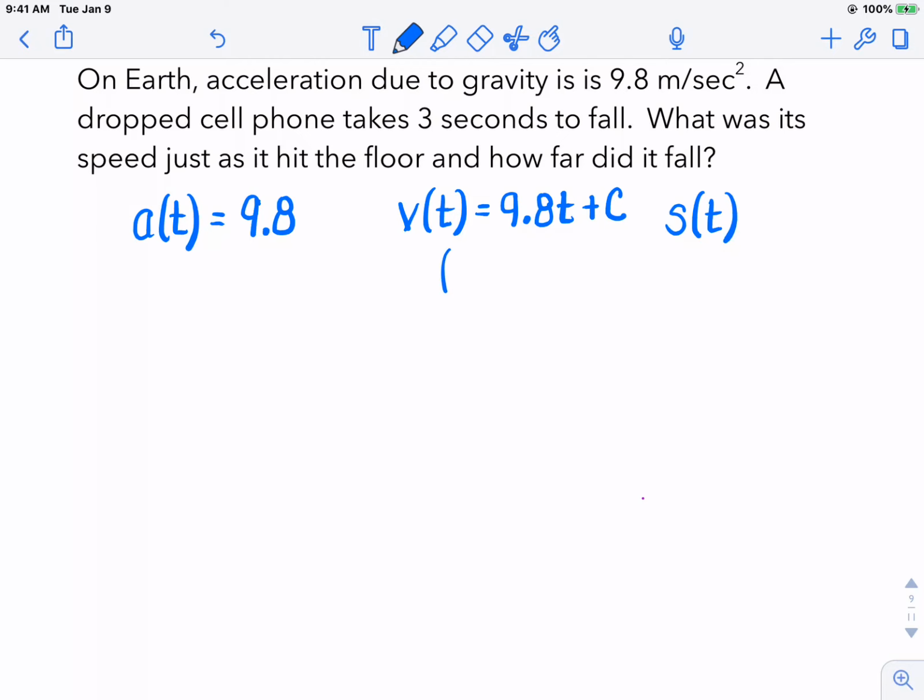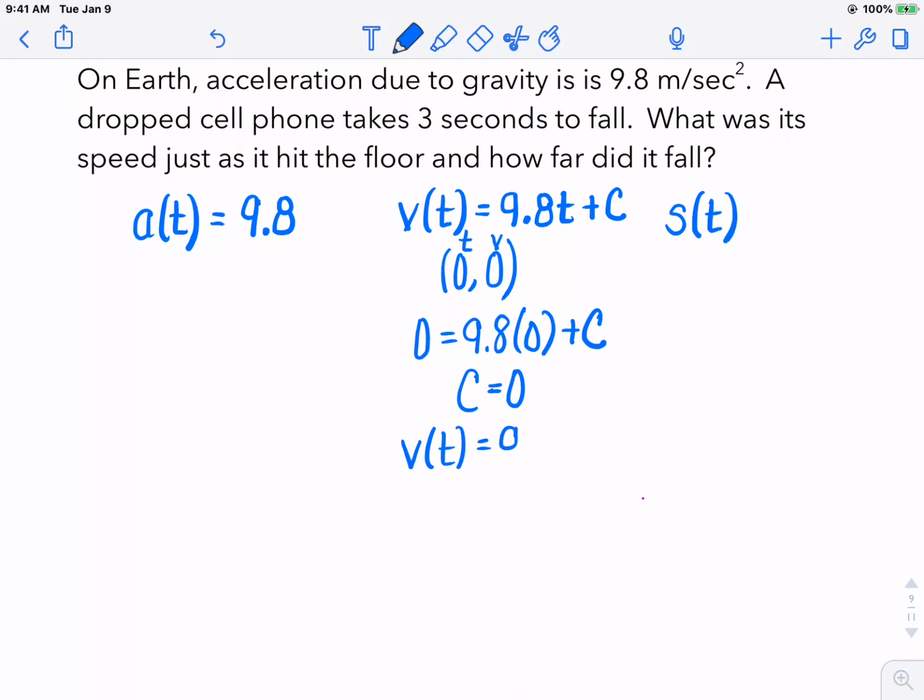We do know that at time 0, before the phone fell, it would not have had a velocity to the left or to the right. Its velocity would have been 0. So taking that information, I can find a specific velocity constant. My constant is 0 here. I don't want to assume that; I want to be able to demonstrate why that's true. So therefore, my velocity function is 9.8 times the amount of time. So I can answer that first question: the dropped cell phone, what was its speed as it hit the floor?